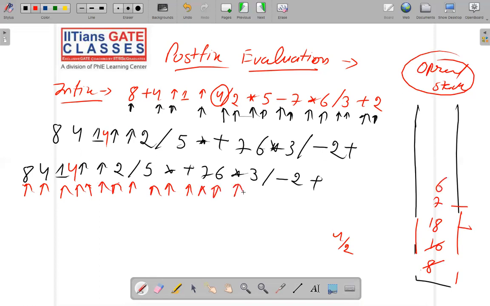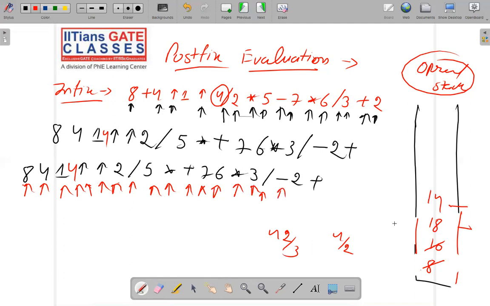It will do the star operation now. Okay. So now 7 multiplied by 6, which is 42. Okay, so it will push 42 here. Okay, then 3 comes, it will push 3. Then divide. So 42 divided by 3 will be done, which is 14. So 42 divided by 3, it will push 14.